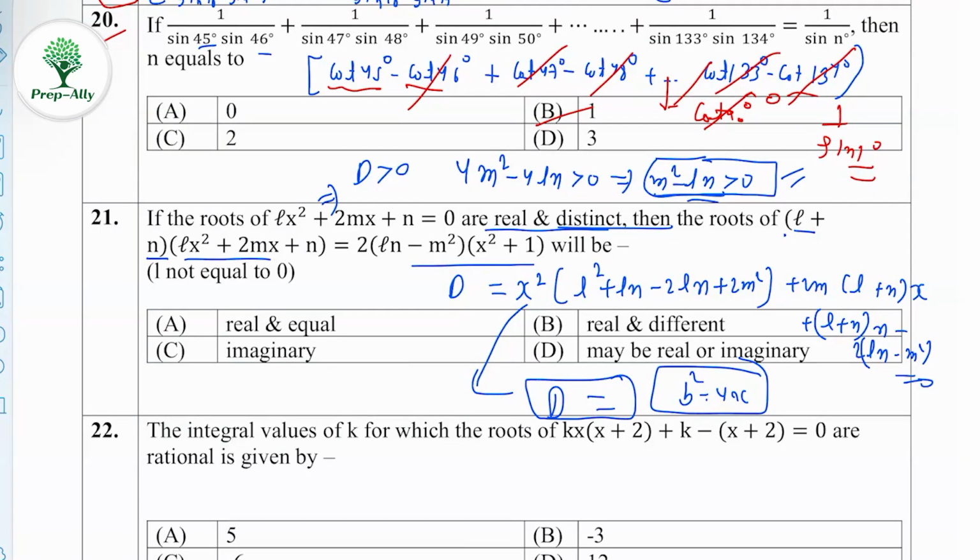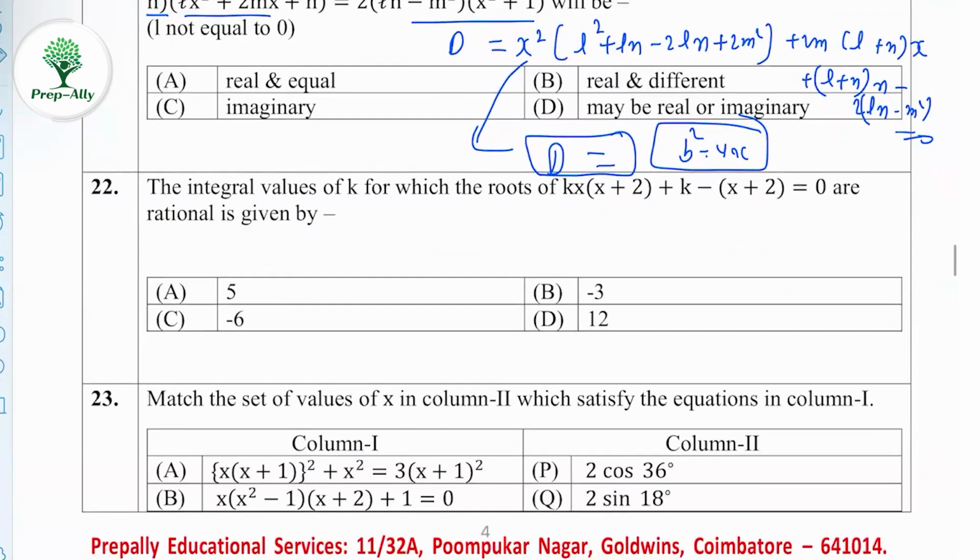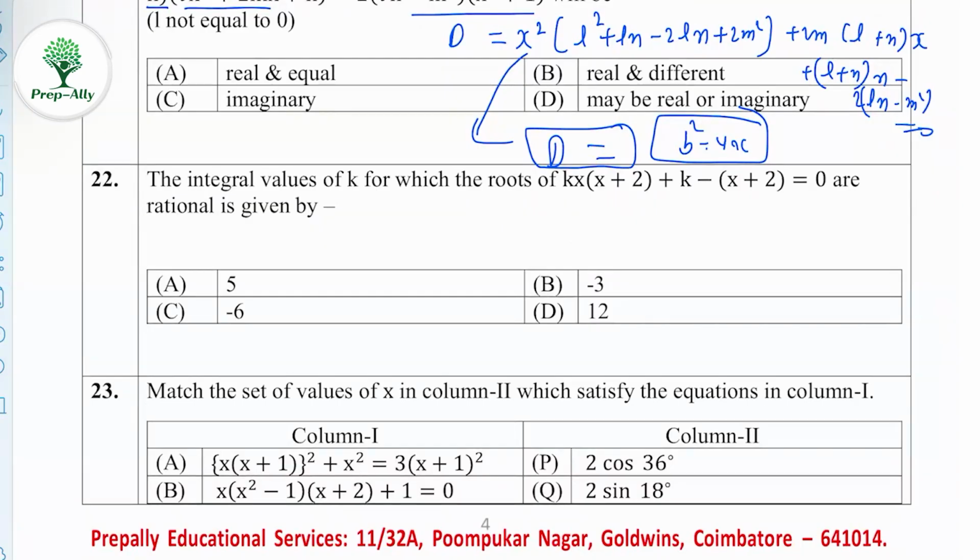Okay, next question. The integral value of k for which the roots of kx(x plus 2) plus k minus x plus 2 equal to 0. So kx square plus 2kx plus k minus x minus 2 equal to 0. So kx square plus x common. When you take x common, 2k minus 1 plus k minus 2 equal to 0.